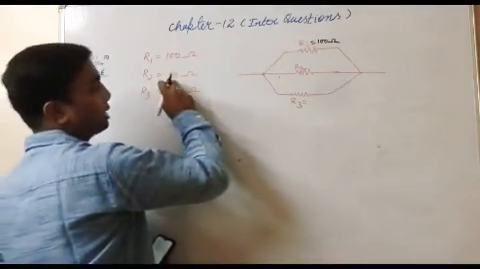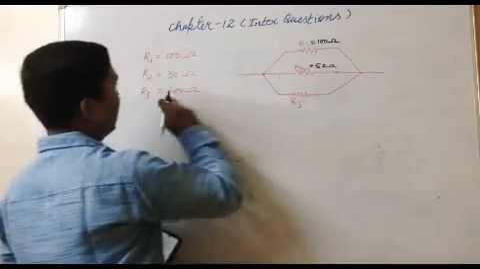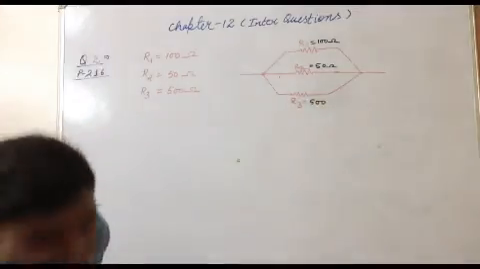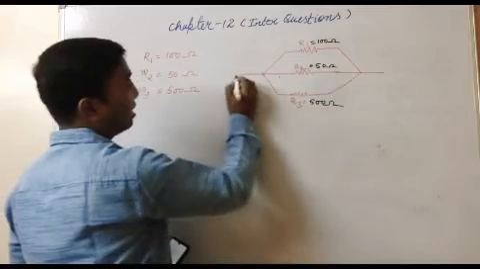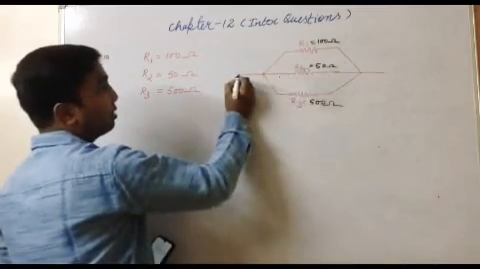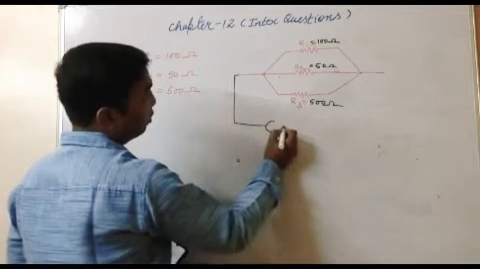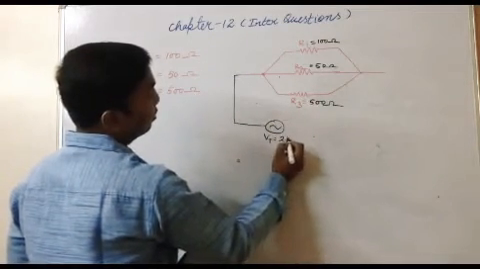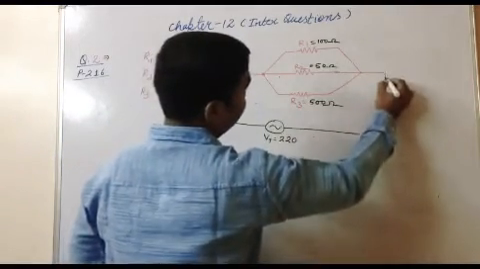R2 was 50 ohm and R3 was 500 ohm. So this way we can say these are all connected in parallel. Now they are connected in parallel to each other, and the supply is how many volts? 220 volt. This is VT, 220 volt is connected.